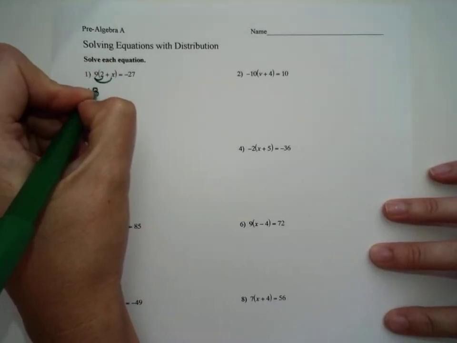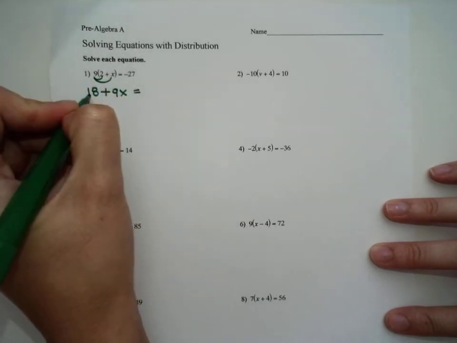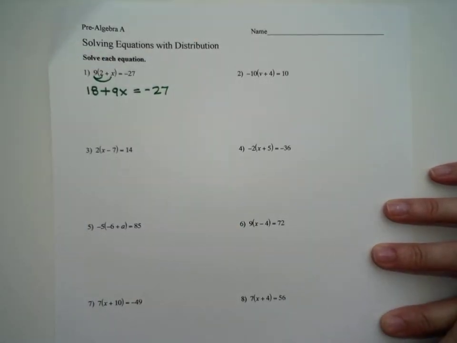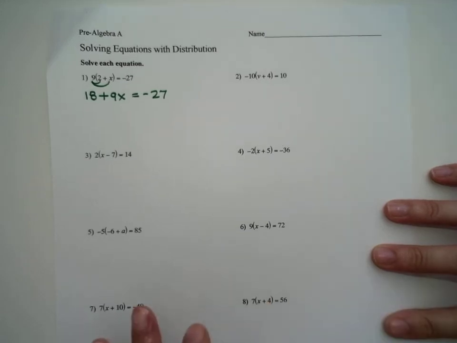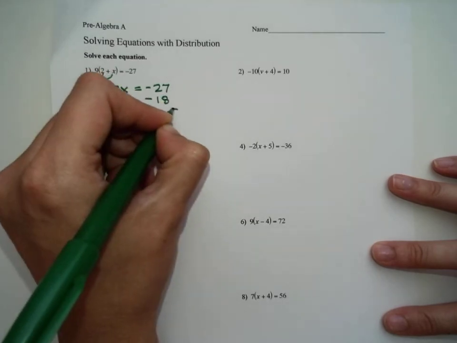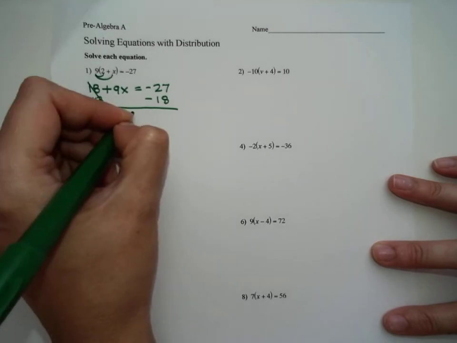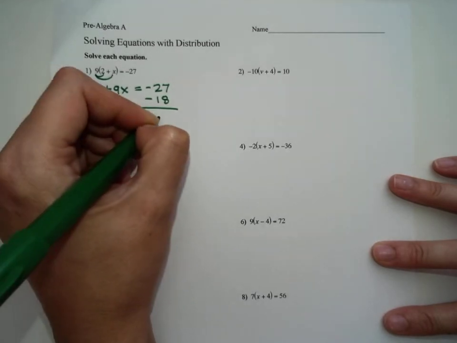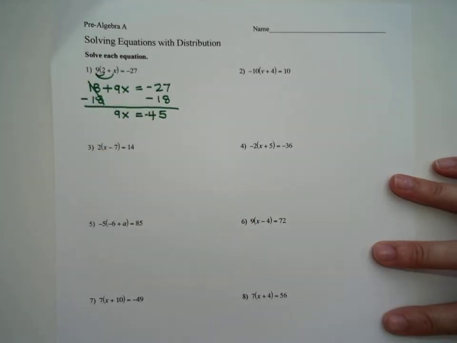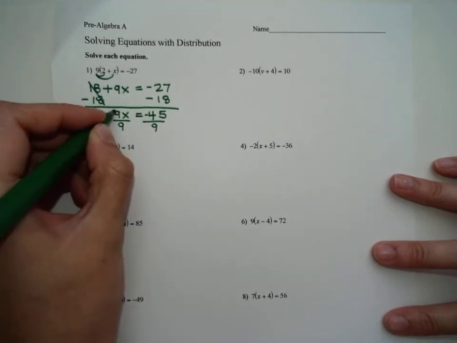9 times 2 is 18, and 9 times x is 9x. So we have 18 plus 9x equals -27. Then we're going to use our inverse operations to solve for x. So we need to subtract 18 from both sides. The 18s cancel out, leaving us with 9x equals 45. And it's a negative 45. So we divide both sides now by positive 9.